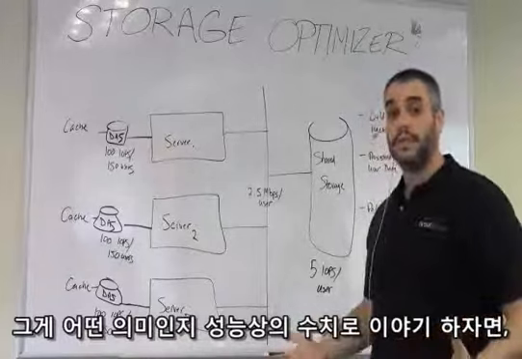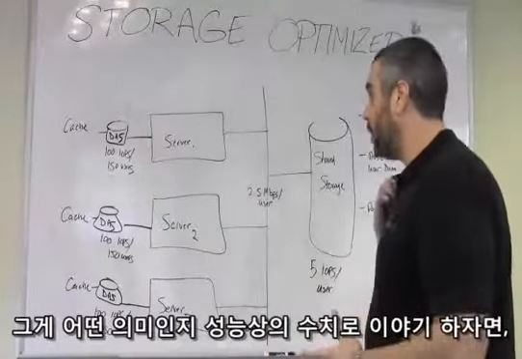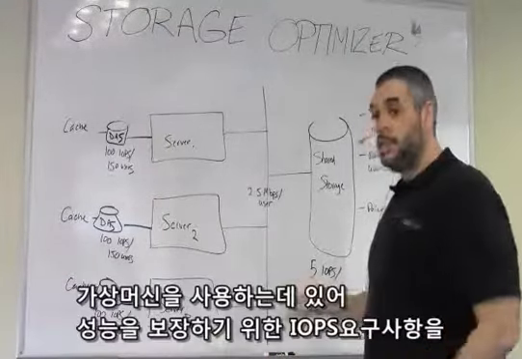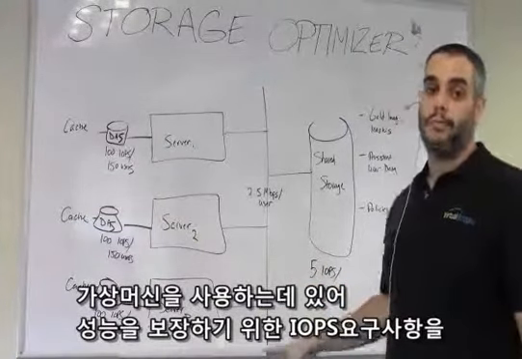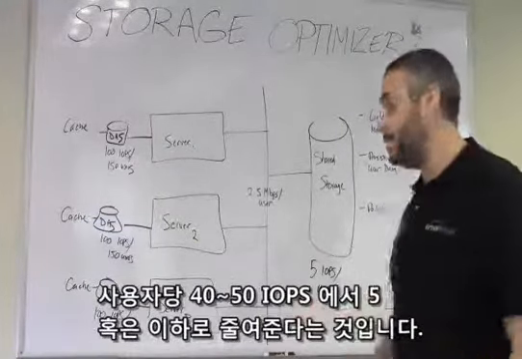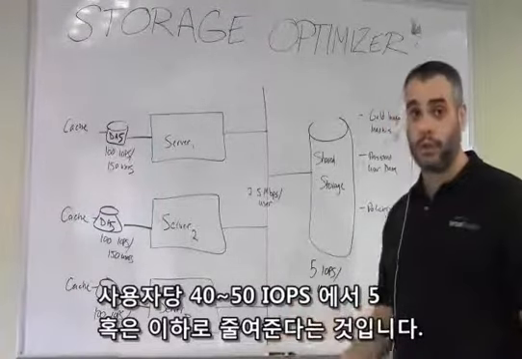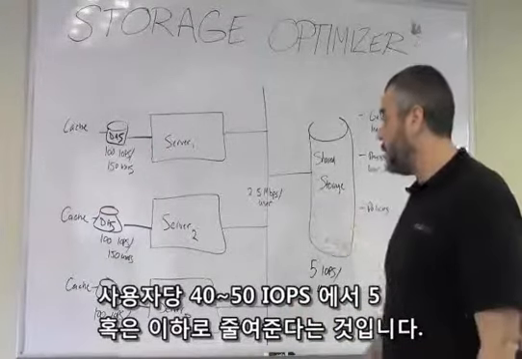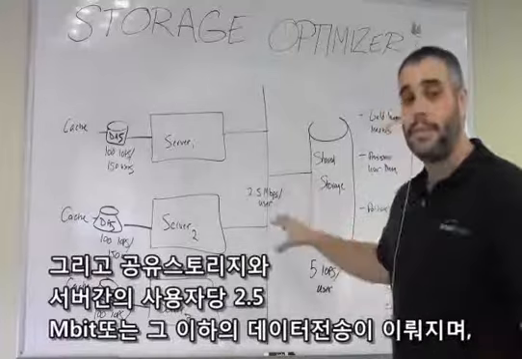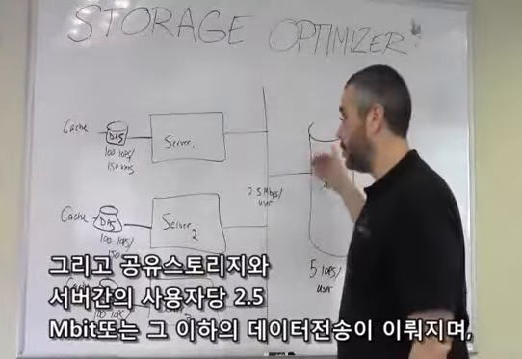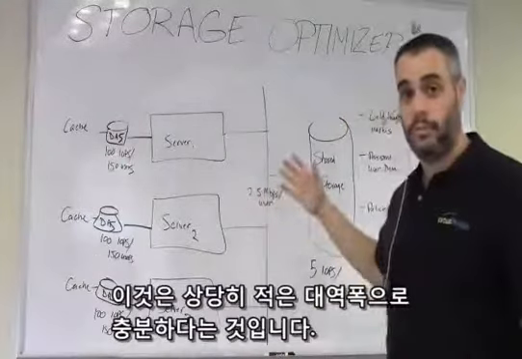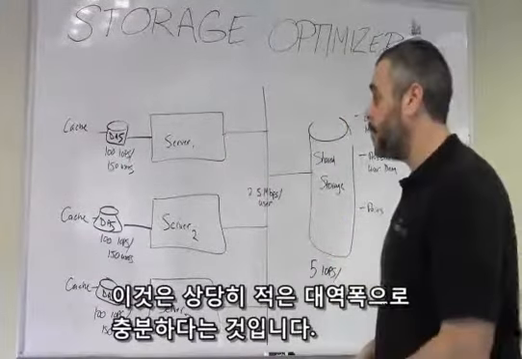Now what that means in terms of plain performance numbers is that we can reduce the amount of IOPS required to run a high-performance virtual desktop for an end user from 40 to 50 down to 5 or less per user. And 2.5 megabits or less bandwidth per user is required for the network to get the data from the shared storage to the servers. Now this is a very small amount of bandwidth required for each user.